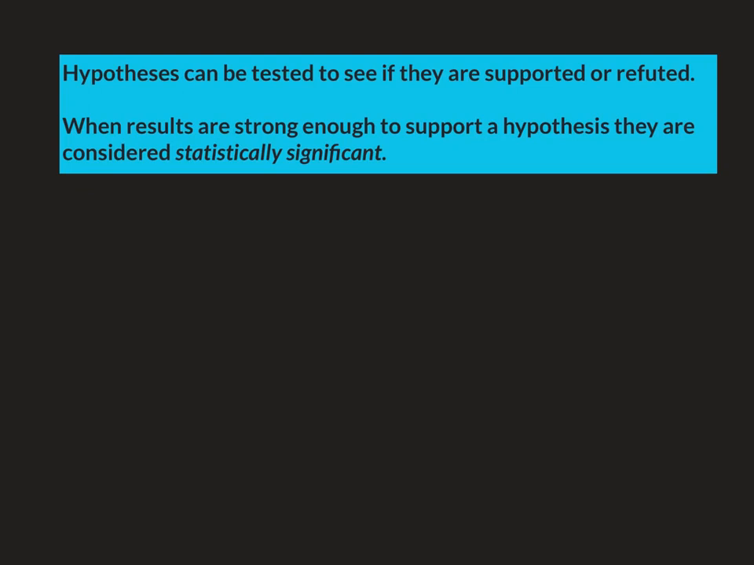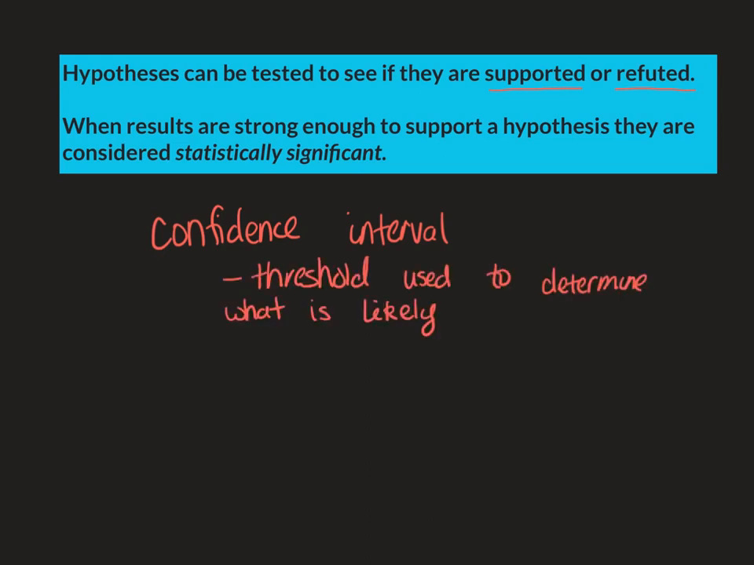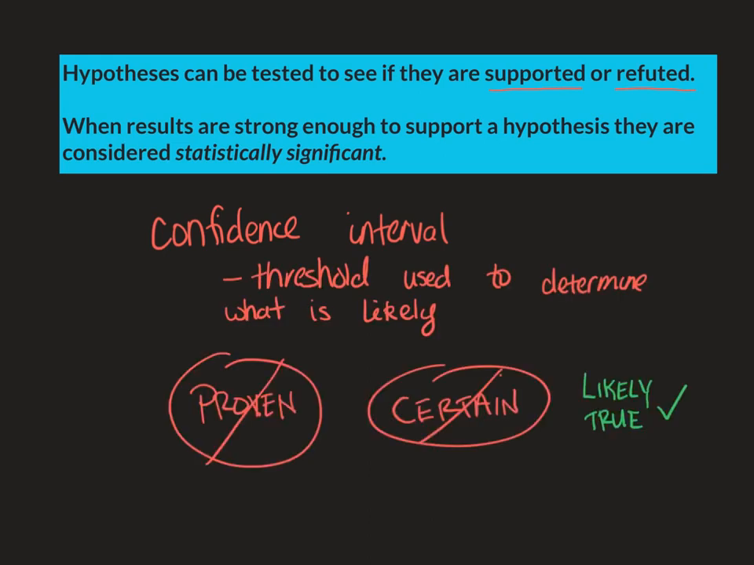Notice here that I'm using the words supported or refuted rather than proven or disproven. In behavioral sciences, such as psychology and sociology, we're oftentimes testing to see if our hypothesis has enough evidence for us to strongly believe it, rather than to prove it without a doubt. The reason for this is because we set something called a confidence interval. That means we're going to be using a threshold that doesn't give us certainty, but does give us some kind of cutoff where we say the evidence is pretty strong here, so we're fairly confident that the hypothesis is or is not correct. When our results are strong enough to support a hypothesis, they are considered statistically significant.